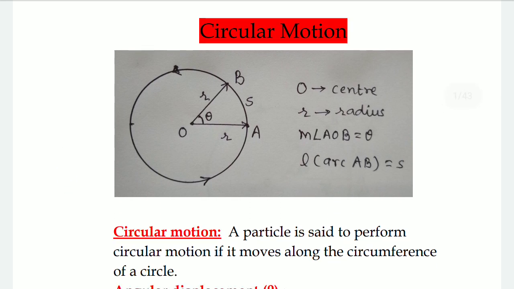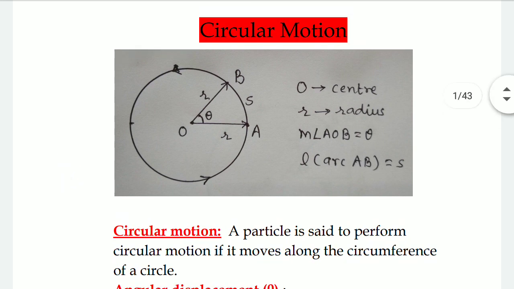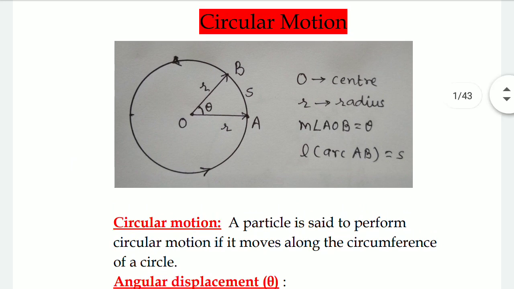But before we actually go for understanding rotational motion of an object, we need to understand circular motion very well and the terms involved in circular motion. If I have a look at this diagram, I find that the figure shows that the particle is performing a circular motion in anticlockwise direction with O as center, R as radius.